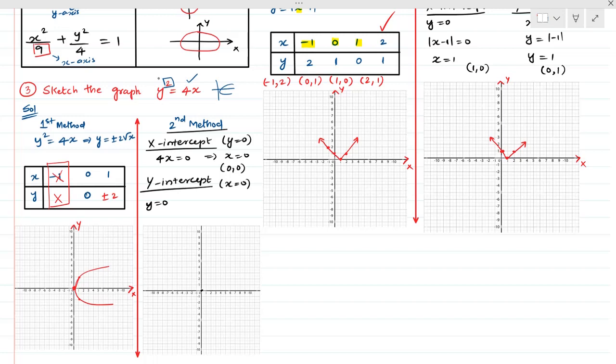So I have to go with one more value in the table method, since both intercepts are at the origin. I have to go with 1. When I substitute x equal 1, you will get y equal plus or minus 2. Therefore, it is plus or minus 2 for x equal 1. So it is on the right side of the graph. This is x-axis. This is y-axis.